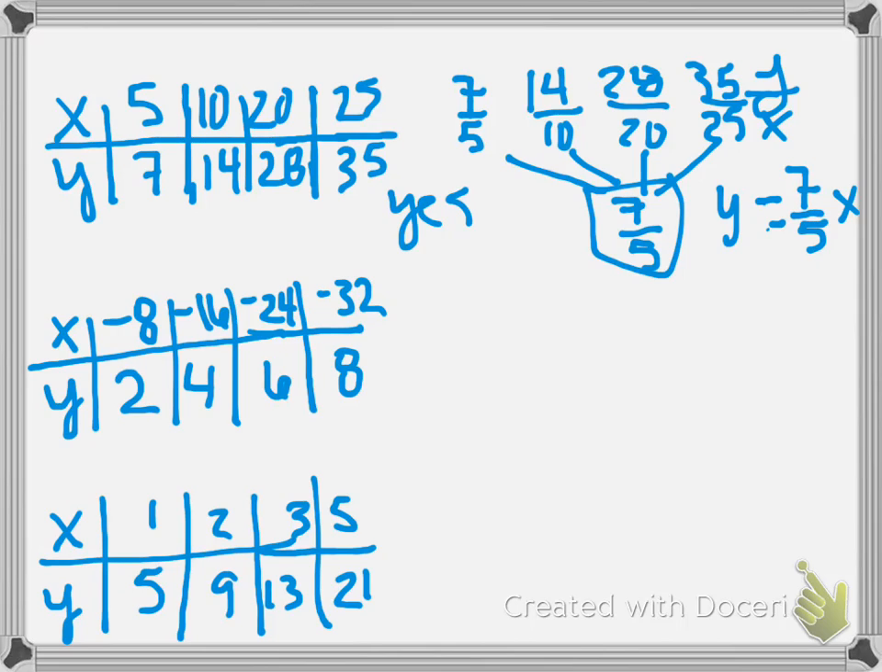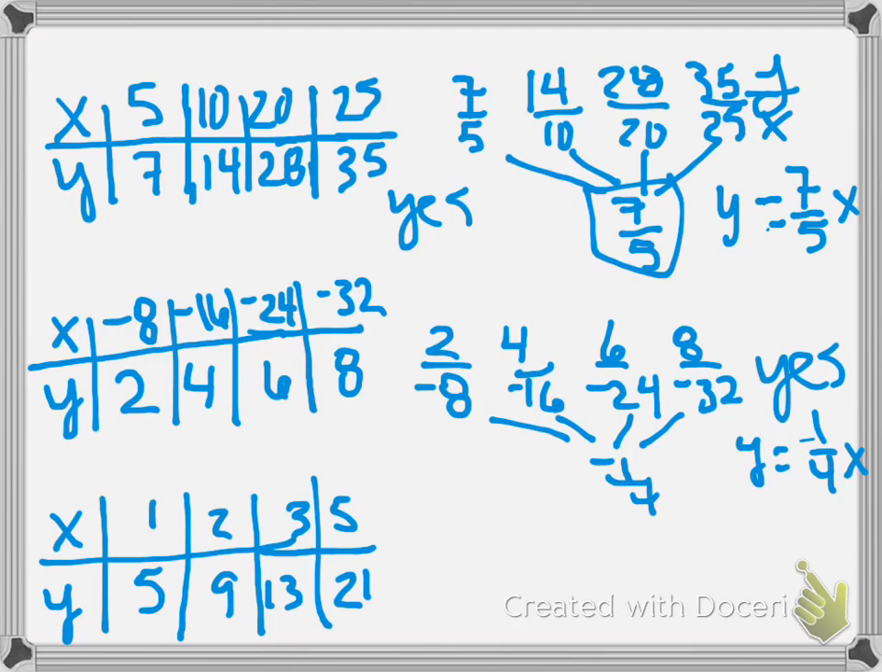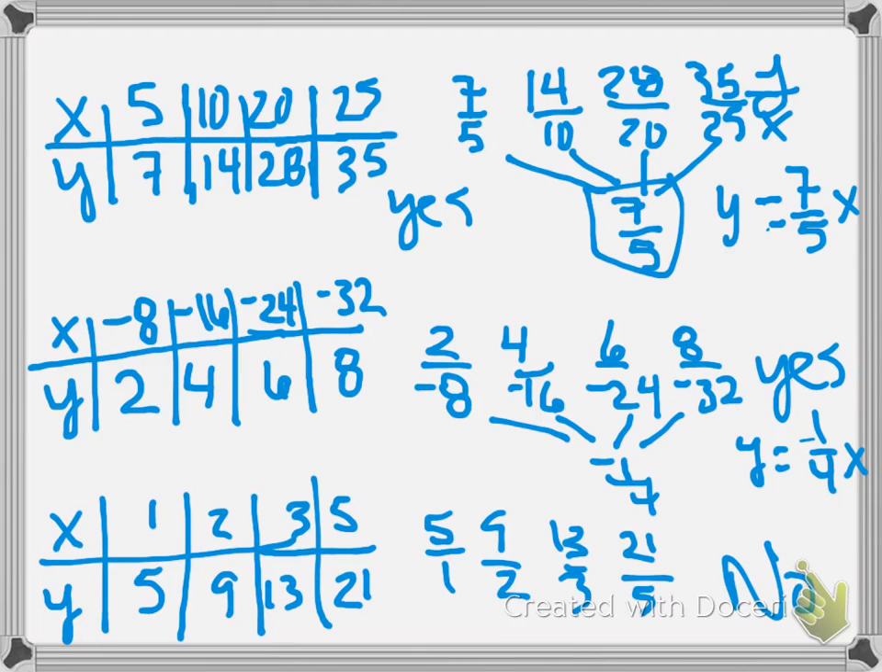On the next one, I've got 2 over negative 8, 4 over negative 16, 6 over negative 24, and 8 over negative 32. Okay, divide all those on the calculator and you would get negative 1/4. So this is a yes also. And the equation would have been negative 1 over 4x. Okay, on this one, when you do 5 divided by 1, 9 divided by 2, 13 divided by 3, 21 divided by 5, the answer is no. You don't get the same answer for all of those.